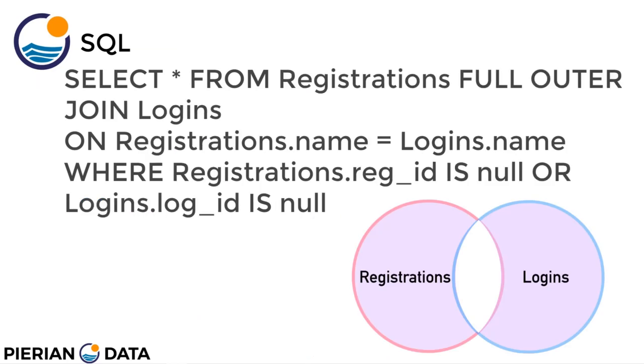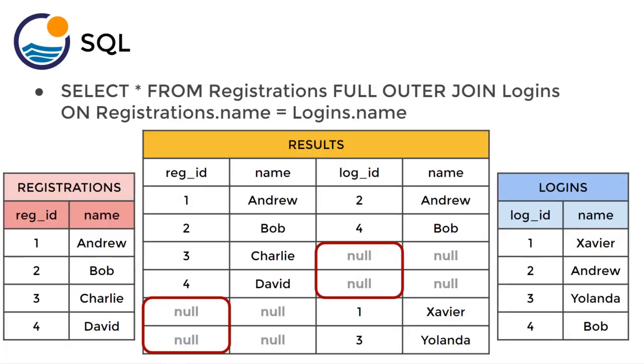So what does this actually look like in our example? We'll say something like select everything from registrations, a full outer join on logins, on registrations.name equal to logins.name, and then we can specify where registrations.registration ID is null or where logins.login ID is null. So this should show you how this would actually work. This is what we had last time. This is a full outer join.